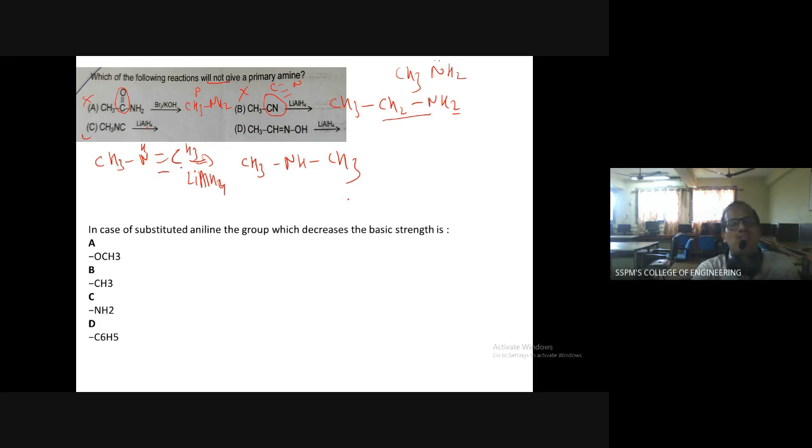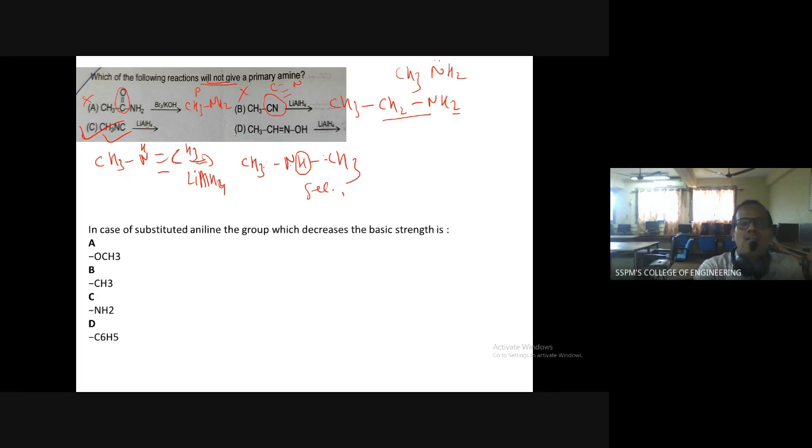This will become CH3. So here this nitrogen is connected to two alkyl groups. Only one hydrogen remains. Means this is secondary. So this is not primary. Means this is the answer. Which of the following reactions will not give primary? So this will not give primary. Isocyanide will not give primary amine.